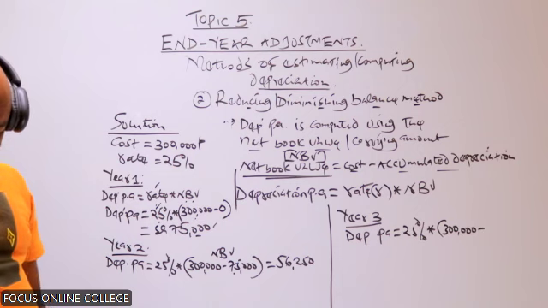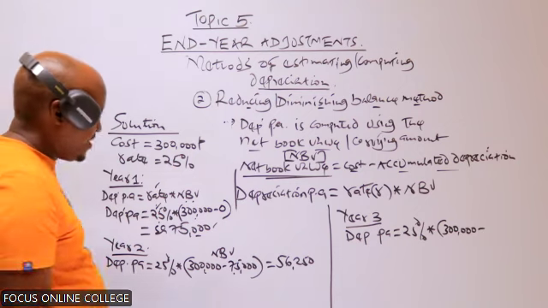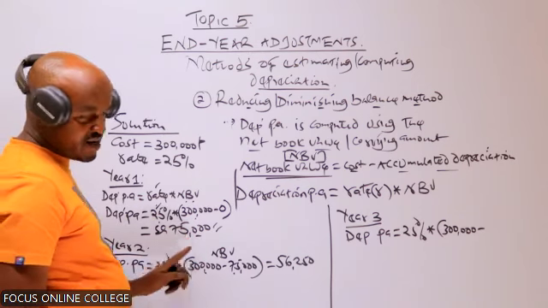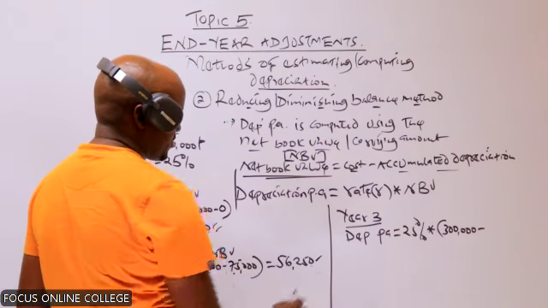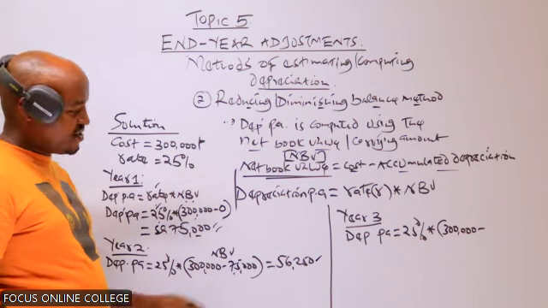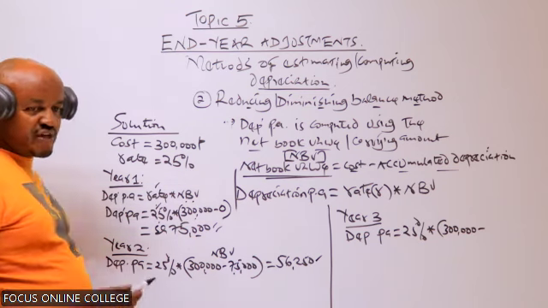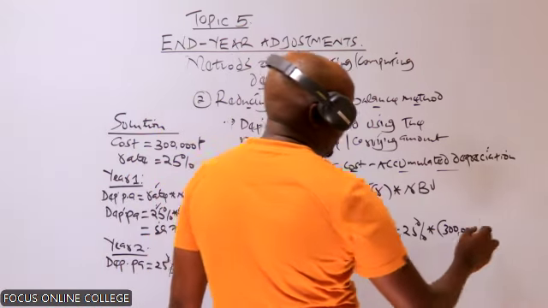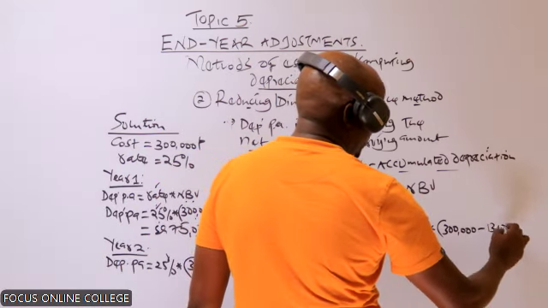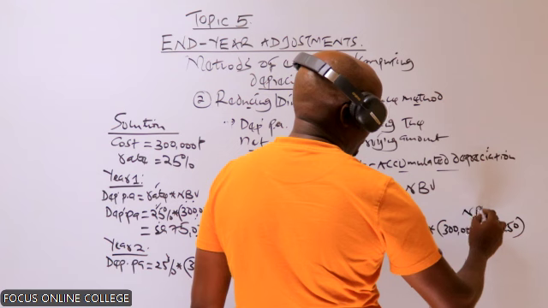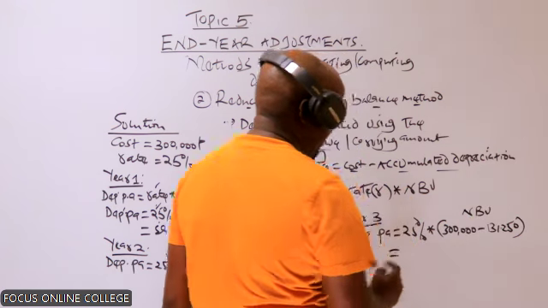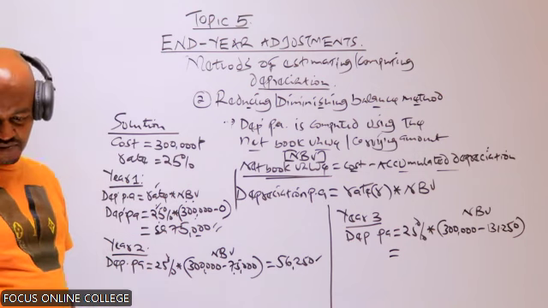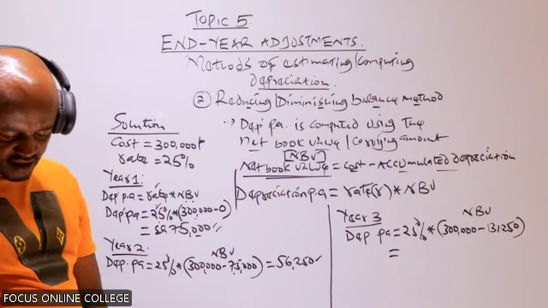Yes, the accumulated depreciation here will be this one. Our asset lost a value of 75,000 in year 1, and 56,250 in year 2. The accumulated depreciation, therefore, will be this plus that, and that will give us 131,250. So we get the net book value, and then we get 25% of that.